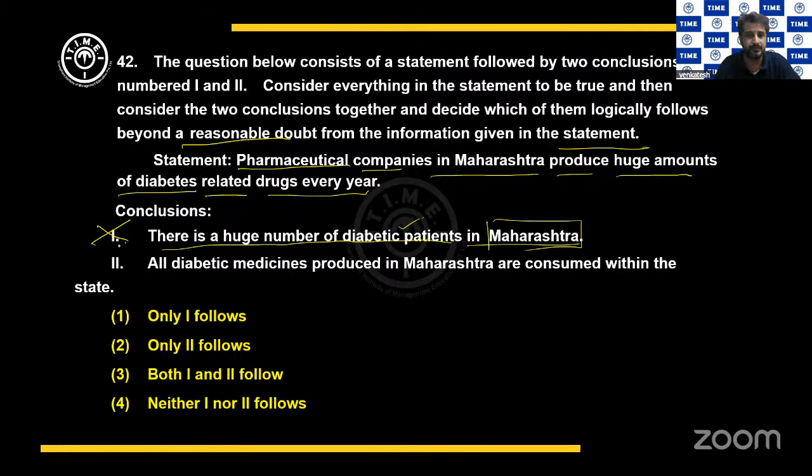Note the second one. All diabetic medicine produced in Maharashtra is consumed within the state. Even this we cannot conclude. Maybe they are consuming it in this state or sending it to other states. That information is not given. So neither one nor two follows. Choice 4.